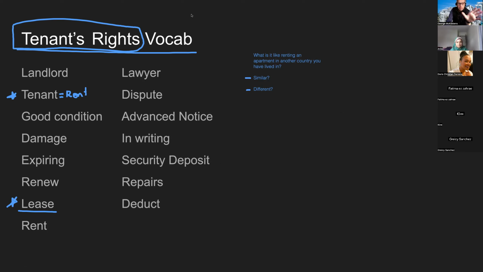Exactly. Now, many people cannot sign a lease. If you're undocumented, it's very difficult to get a lease. You might have to have what we call a handshake agreement. You're renting from somebody you know and you trust, and there's this relationship of trust.